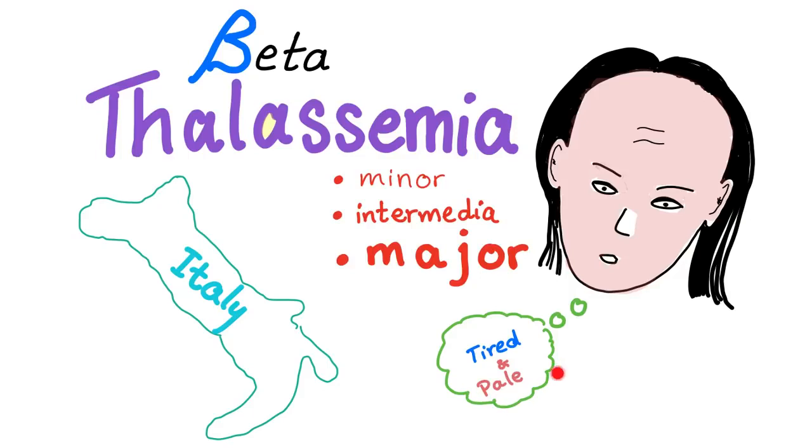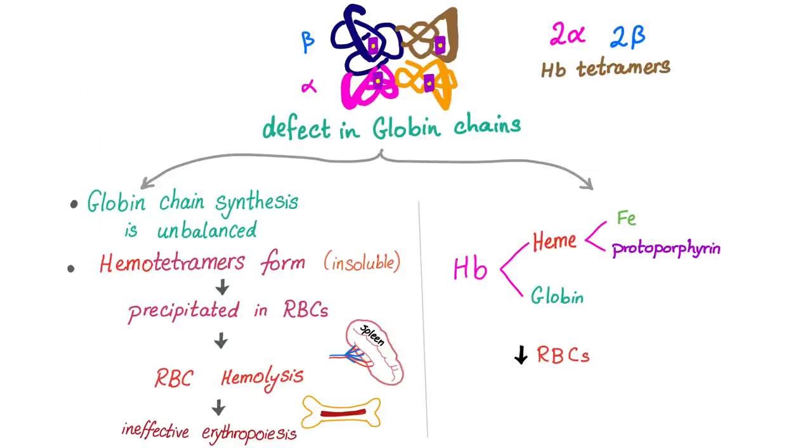And again, symptoms of anemia: tired and pale, pale and tired. Sometimes I have a murmur, sometimes I can get angina. Also, exercise intolerance, fatigue, etc. Beta thalassemia is very common in Italy, so keep that in mind.